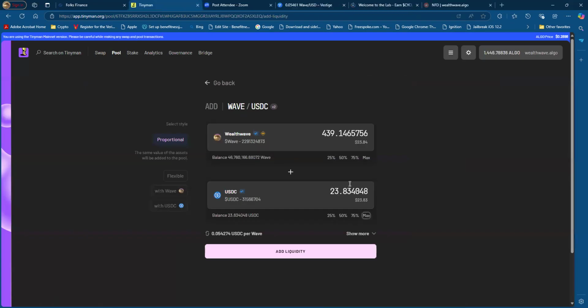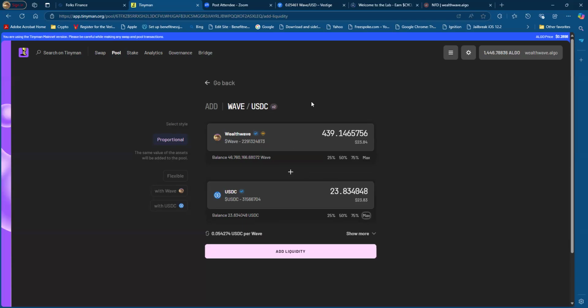Anytime you're going to add liquidity, you're going to want to do proportional. But in this case, if you notice, it's going to try to sell a penny of Wave to give it to USDC. I would probably prefer that the USDC buy more Wave, right? So you can actually trade assets the same way you would on Folks Finance or swapping on the Pera Wallet, right here in the liquidity pools.